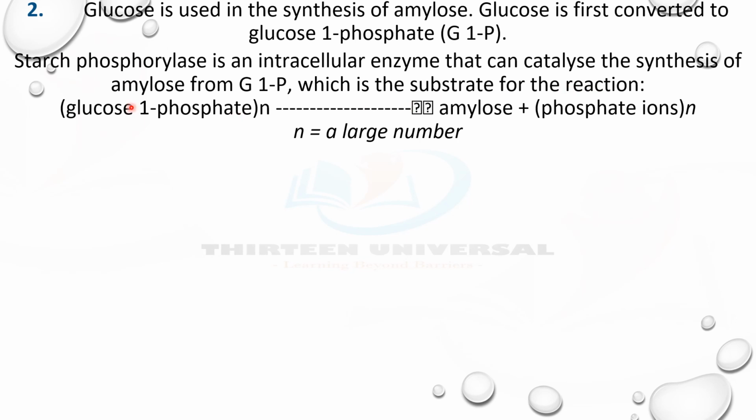So this is glucose 1-phosphate. Okay, this is the arrow here. It gives us amylose and phosphate. So this is a condensation reaction. Glucose 1-phosphate is the monomer or substrate. Starch phosphorylase is the enzyme. So these are the products.